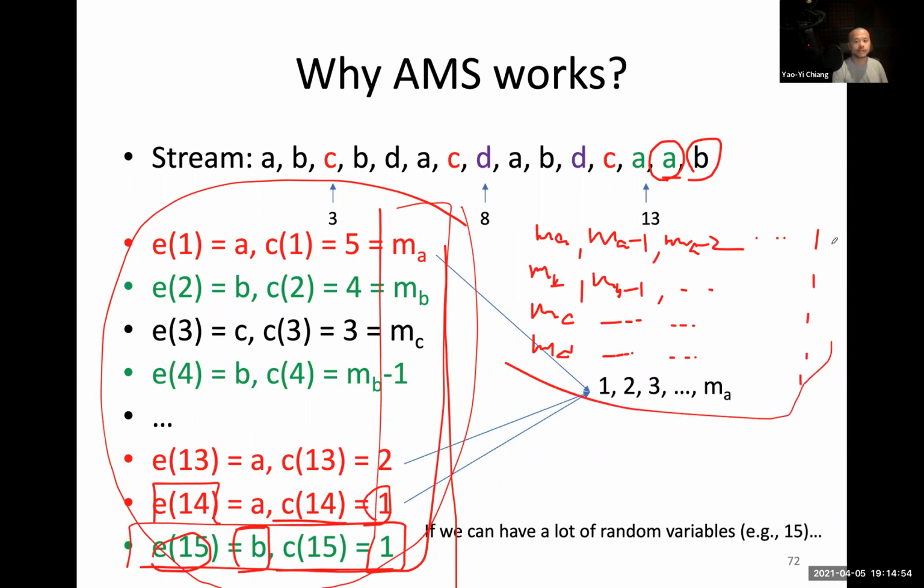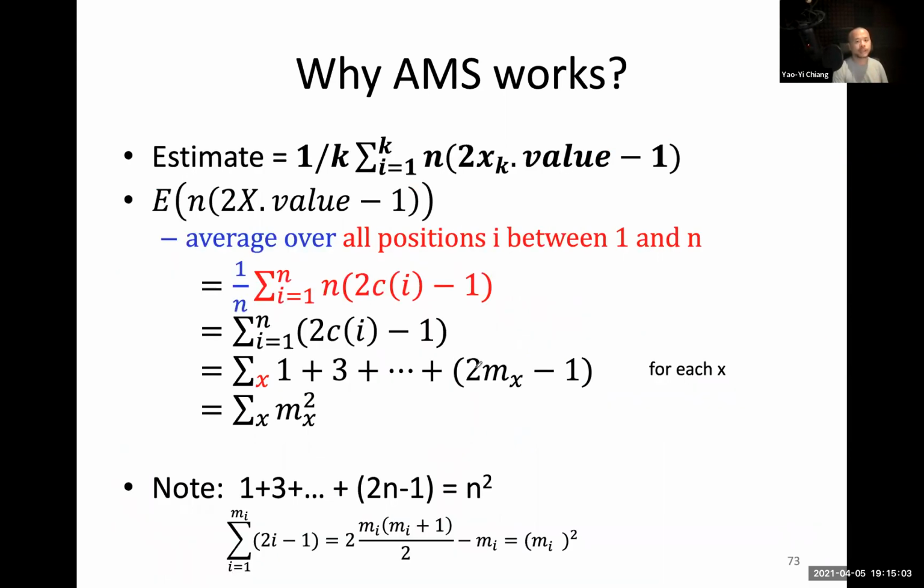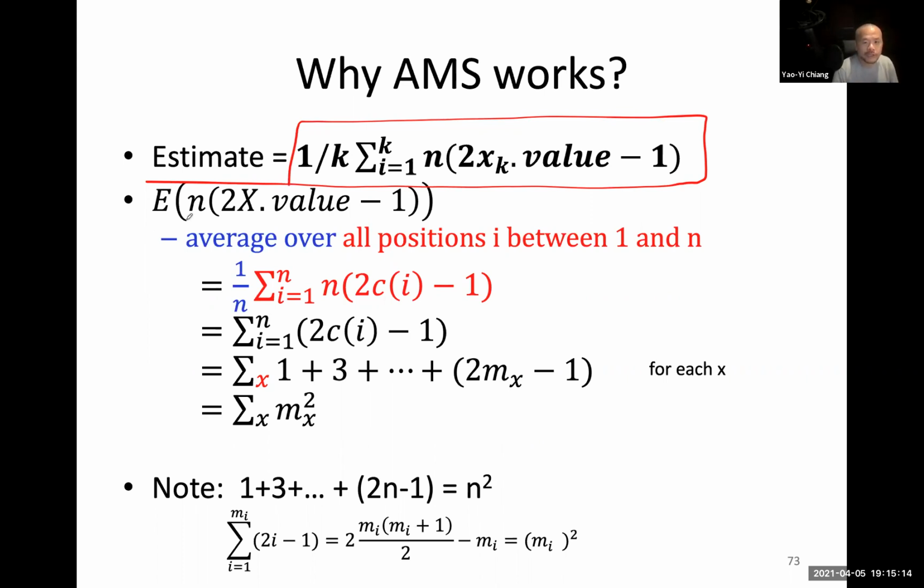All right, so this is a property when you have unlimited number of variables. So what would be the estimate? When we look at our estimate, this is the function we use to estimate the second moment. If we look at this, this is here.